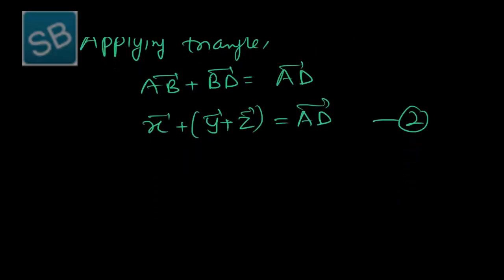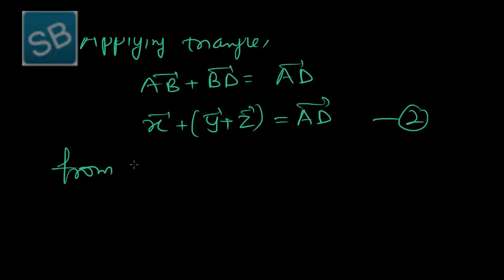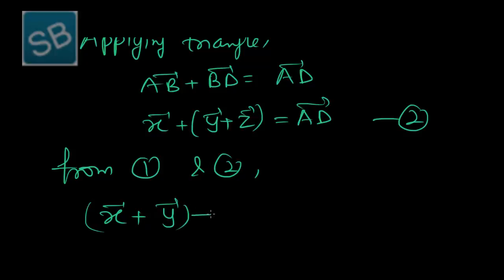So from 1 and 2 we get vector x plus vector y in one bracket plus vector z is equal to x plus vector in another bracket, that is vector y plus z. That is associative law holds. So second property is proved geometrically. So geometrically we can prove these two properties by using triangle law of vectors.